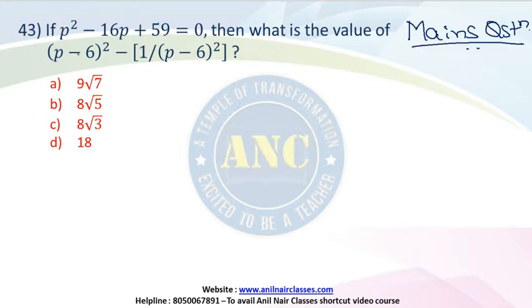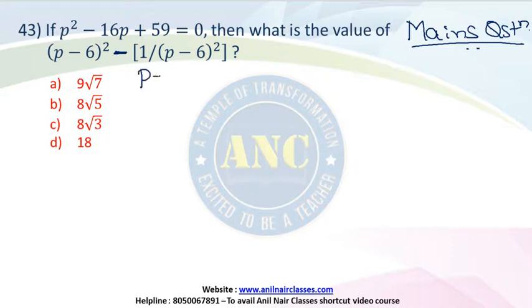In the question, it was asked for (p minus 6) whole square plus 1 by (p minus 6) whole square, but the plus part we have already discussed earlier. In my last 4 questions I have discussed this middle term being plus. So right now I am slightly changing the question so that this becomes another variety of question. Now see here, same methodology as what we discussed in questions 39 to 42, I will implement.